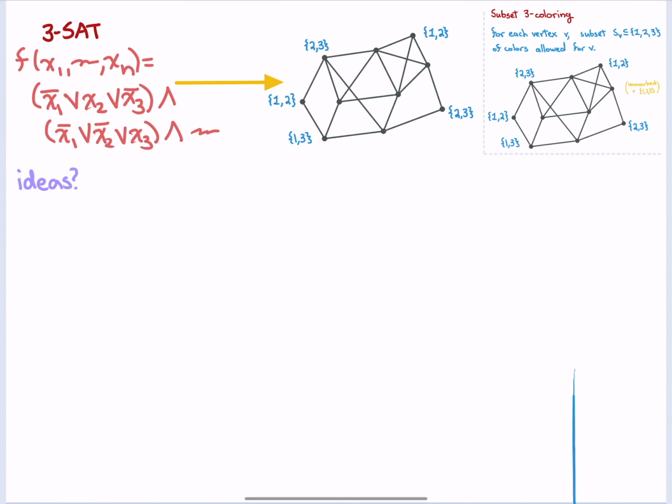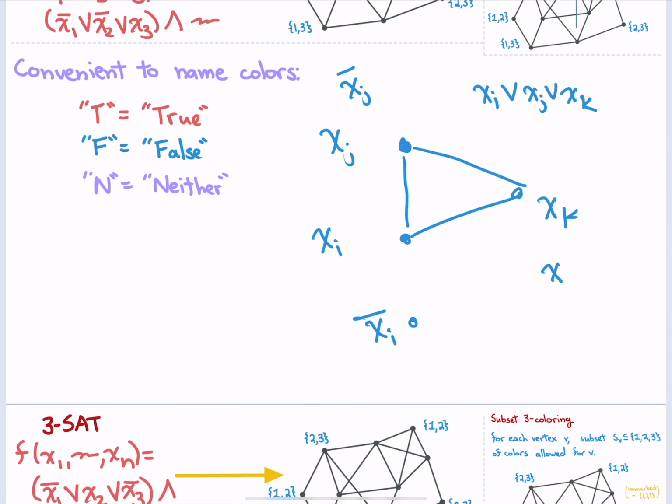Okay, we can try to interpret this. So if I have some triangle between xi, xj, and xk, then one of them has to be assigned true, right? Because it's a triangle, so they all have to have three different colors. So this is saying that one of them has to be assigned true, one of them has to be assigned false, and then one of them is sort of this ambiguous neither.